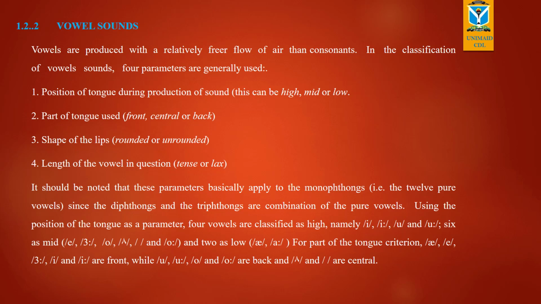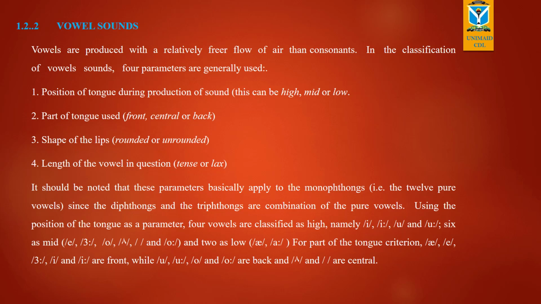The second parameter is the part of the tongue. Which part of the tongue is used? Is it the front, the central, or the back part? Then the third parameter is the shape of the lips. The shape of the lips assumes two positions, that is, whether the shape is rounded or unrounded. If the shape of the lips is rounded, it produces certain vowels. That is also so when it is unrounded.